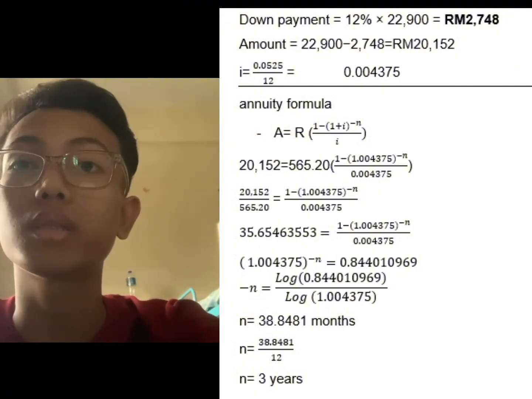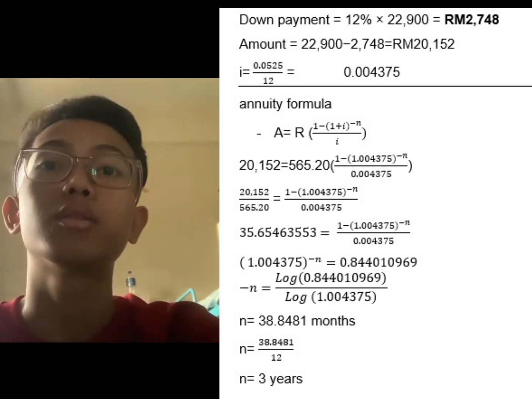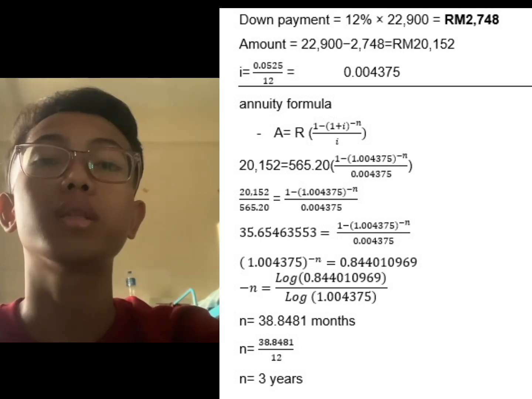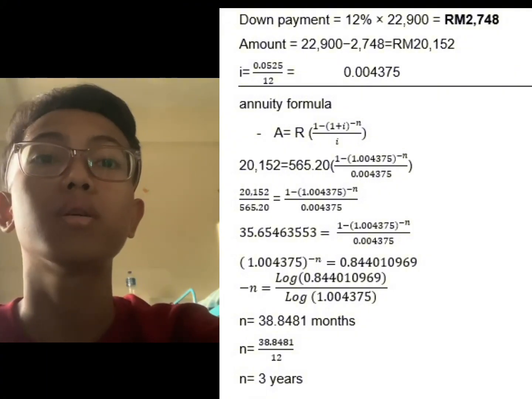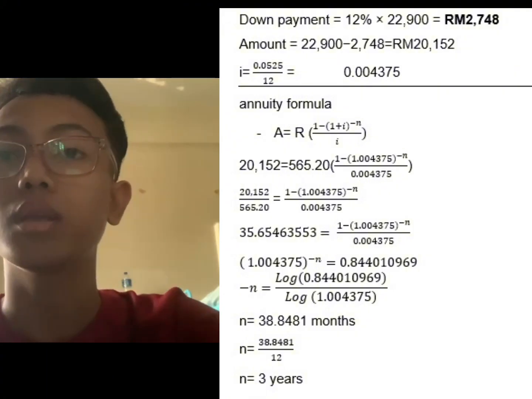So it will be 1.004375 to the power of minus n is equal to 0.844010969. So minus n is equal to log 0.844010969 divided by log 1.004375. So n is equal to 38.8481 months. In months, then we divide by 12. So the final answer is 3 years.